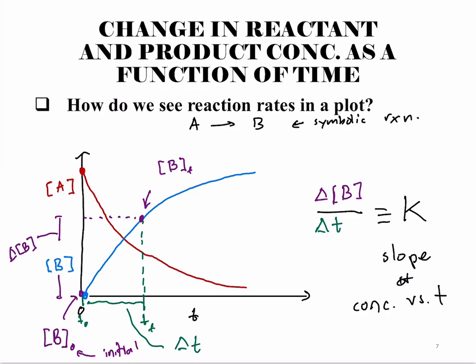But this is how we see the reaction rate when we're looking at plots of concentration versus time. It's represented by the slope, and we see that because it's just the change in concentration over the change in time.